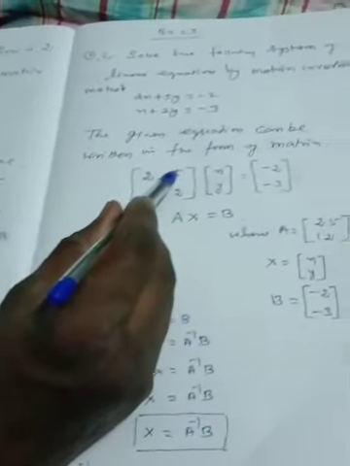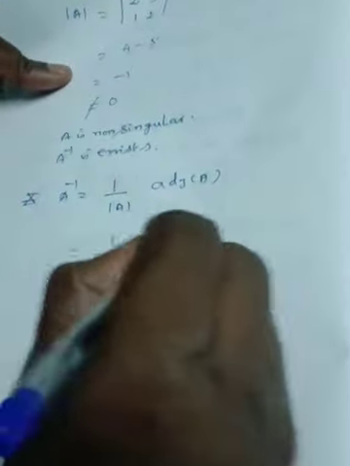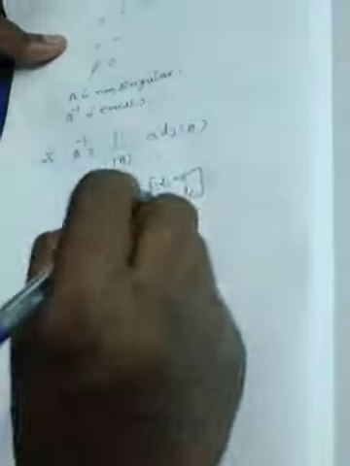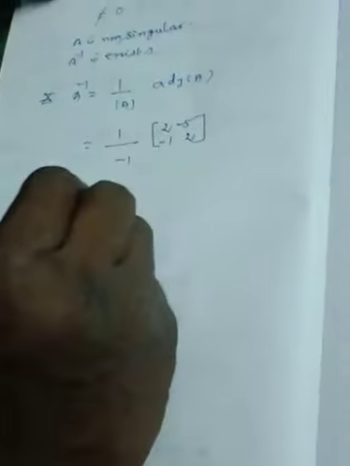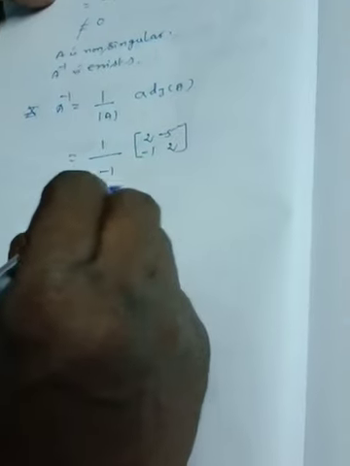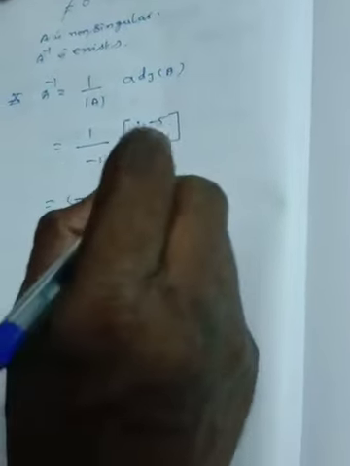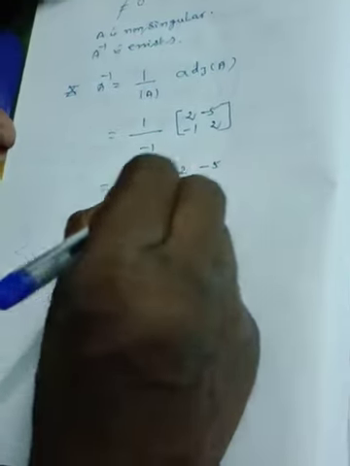We know that in a 2 cross 2 matrix, place changing and sign changing gives the adjoint of A. So, place changing, the diagonal indices 2, 2 interchange, we get again 2, 2. Next, sign changing: minus 5, minus 1. Now 1 divided by minus 1 is minus 1. Minus 1 into the matrix 2, minus 5, minus 1, 2.